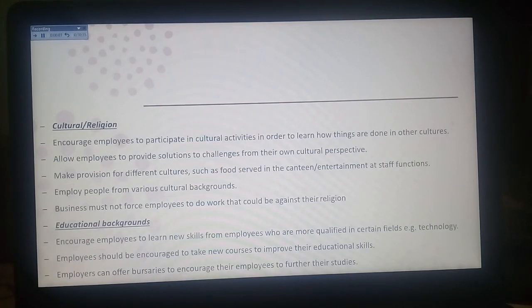Culture and religion: employees have a right to participate in cultural activities in order to learn how things are done in other cultures. Allow employees to provide what? Make provision for different cultures, such as food served in the canteen, entertainment, and so forth. Educational background: encourage employees to learn new skills from qualified employees. Technology: employees should be encouraged to take a few courses to improve their educational skills.